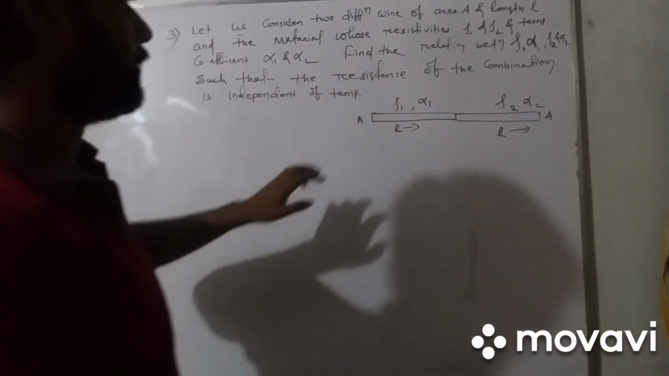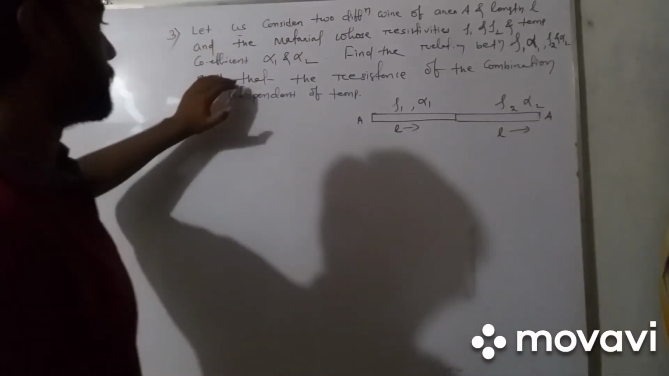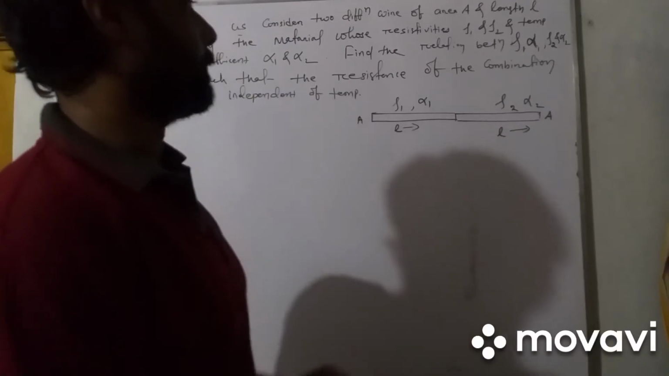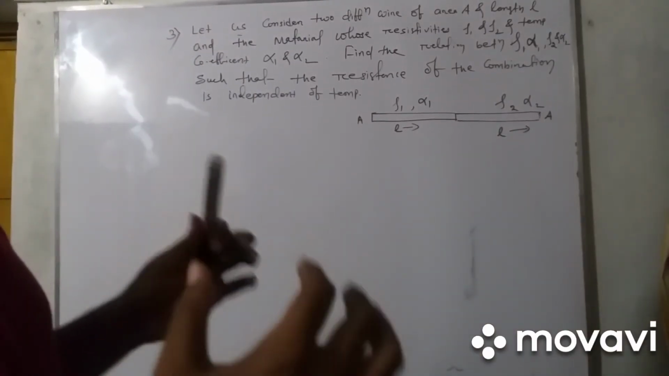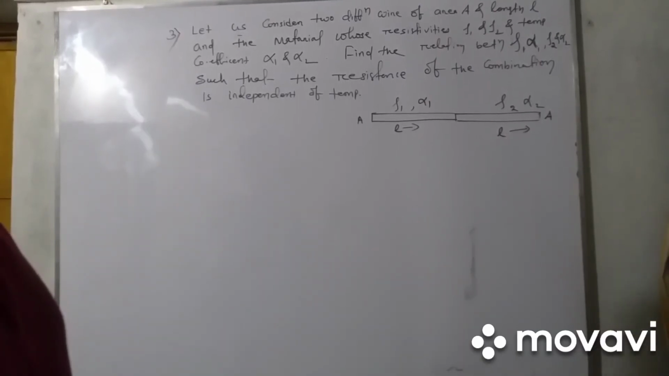Find the relation between ρ1, alpha 1, ρ2, alpha 2, such that the resistance of the combination is independent of temperature. That means the combination of resistance at the final temperature.